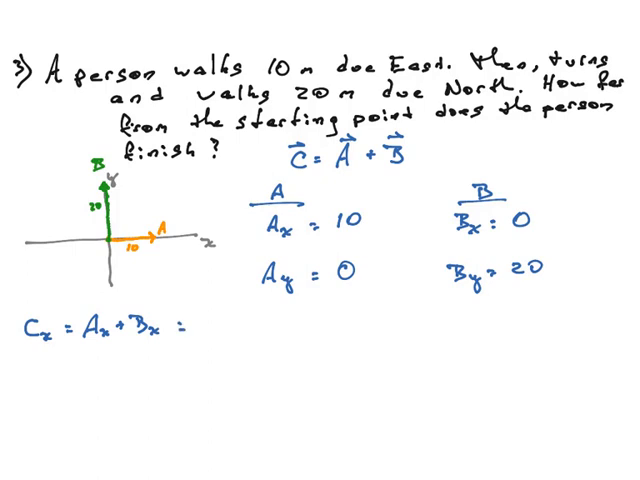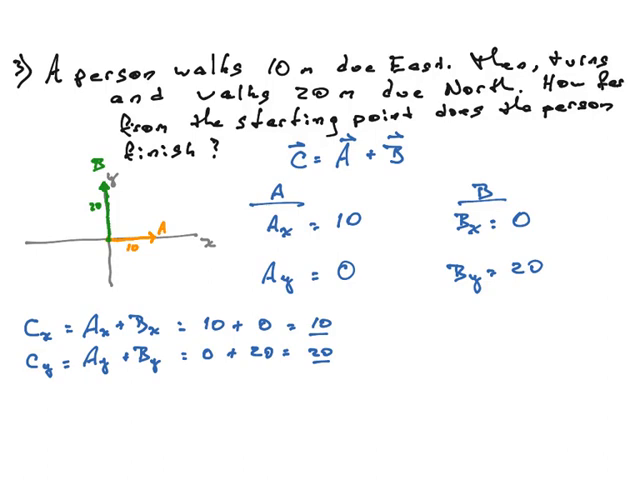So I just look at my components. Okay, AX is 10, BX is 0, so the total Cx is 10. And then Cy. Well, the y component of my final vector is the y component of A plus the y component of B. So I look at my components, AY, that's 0, BY, that's 20. So I get that CY must be 20.